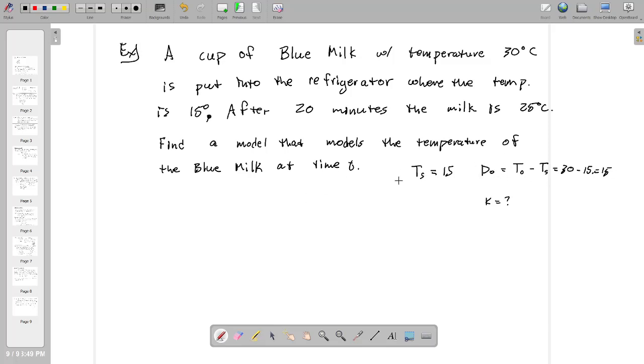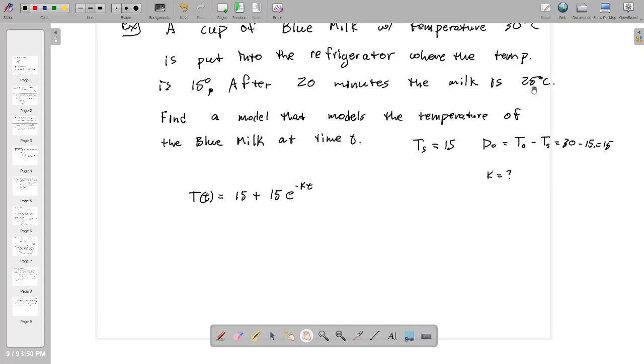Now, we need to figure out k. And we haven't used 25 yet. We'll get there in a second. So T of t, as of right now, is 15 plus 15e to the negative kt. Now we need to figure out what k is. And this is where we're going to use the 25. So after 20 minutes, so if we let t be time, and I'm going to say that it's time in hours.